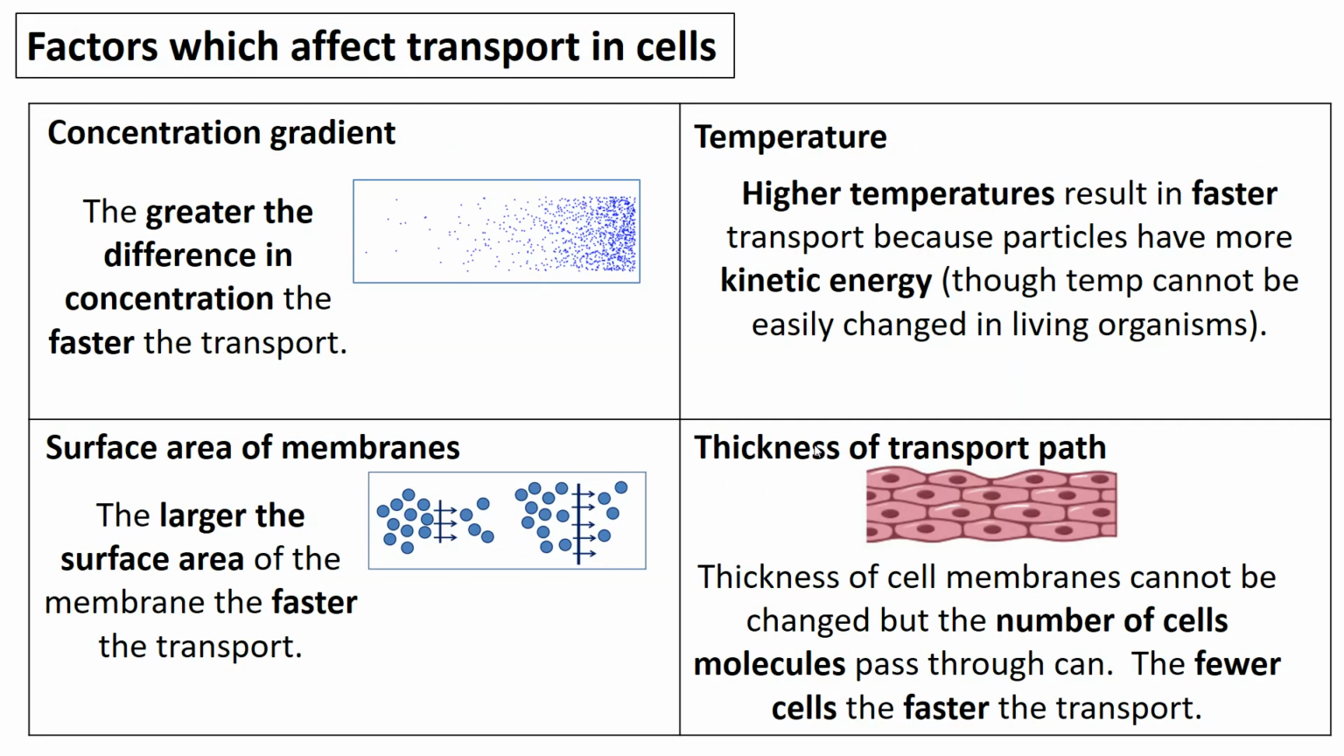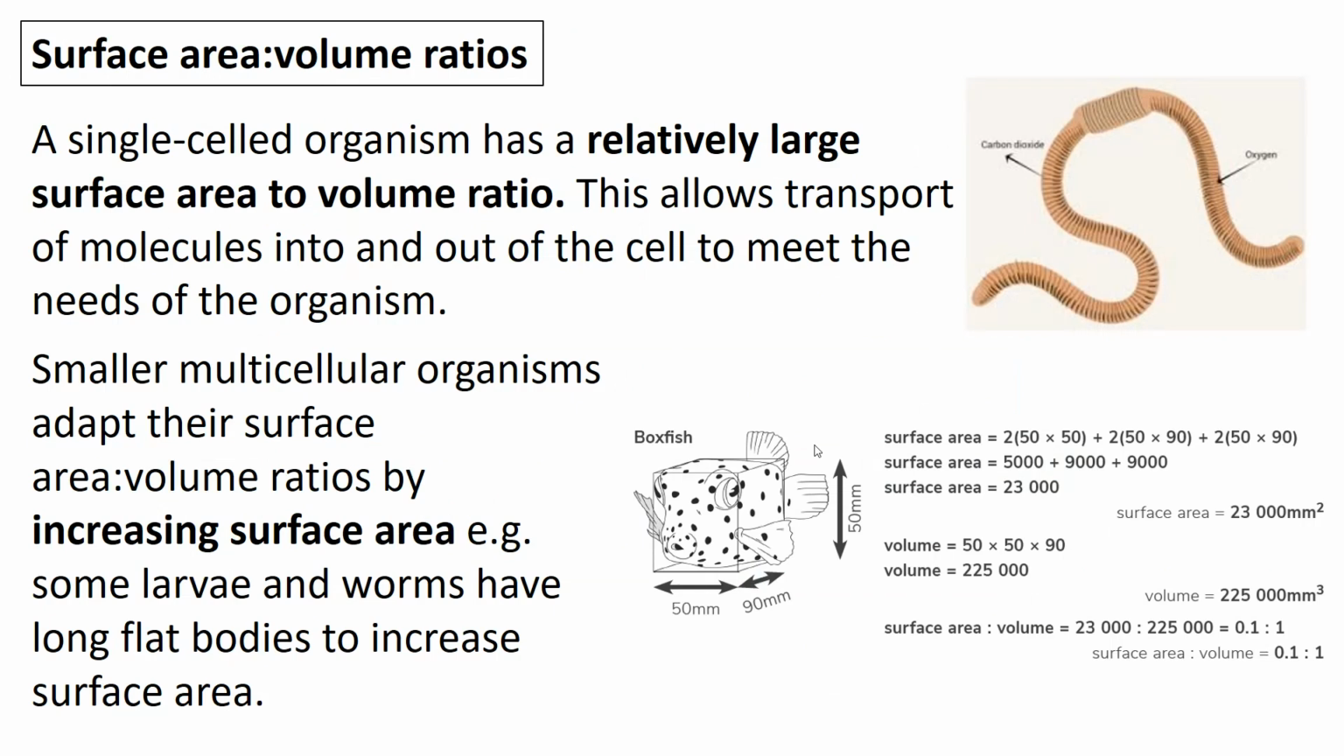So you can't make a cell membrane any thicker or thinner than it is. All you can do is change the number of cells that something like oxygen would need to pass through. So that's why a lot of specialized exchange surfaces are 1 cell thick, to make that diffusion path as short as it can be. So you'd only have 1 cell to pass through. And the fewer the cells, the faster the transport. So all of those things are really important to maximize rates of diffusion, and also active transport and osmosis.